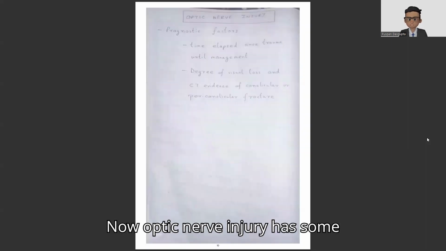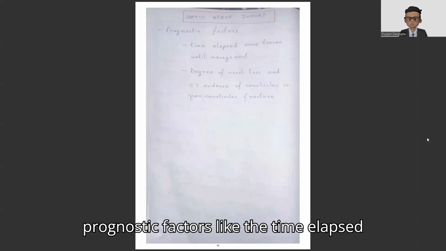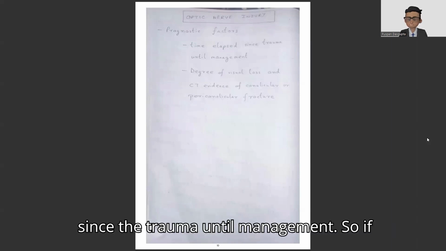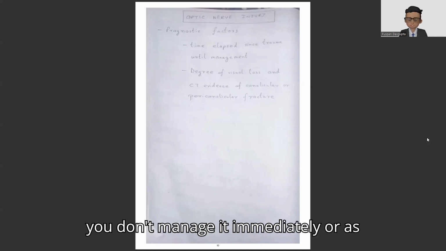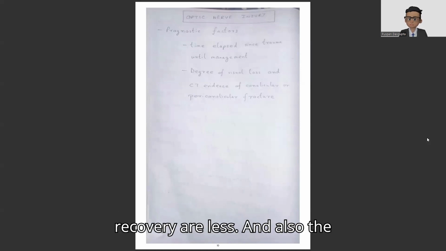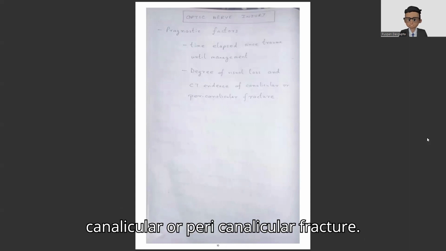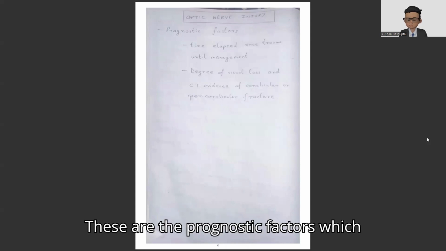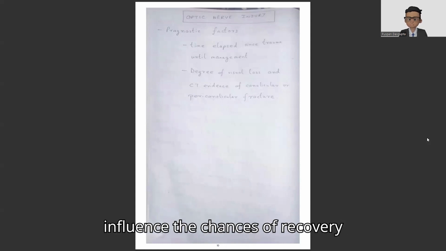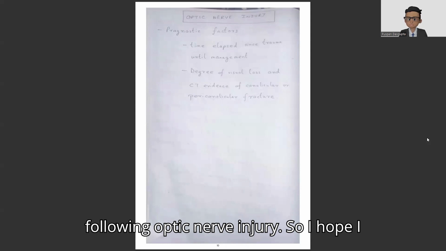Now, optic nerve injury has some prognostic factors like the time elapsed since the trauma until management. So if you don't manage it immediately or as soon as possible, then the chances of recovery are less. And also the degree of visual loss and CT evidence of canalicular or pericanalicular fracture. These are the prognostic factors which influence the chances of recovery following optic nerve injury.